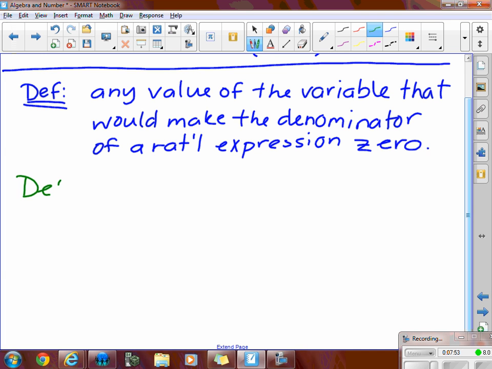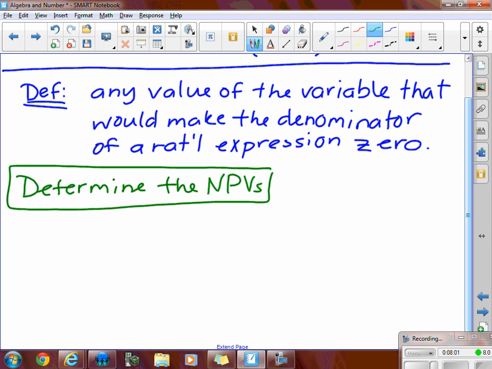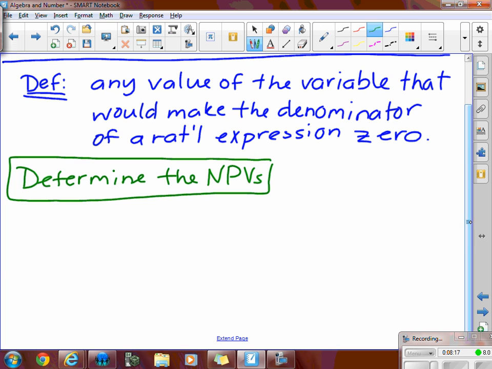Okay. Determine the NPVs, or determine the restrictions. It doesn't matter how they ask the question. They could say determine the non-permissible values, determine the restrictions, determine the values for which x make the expression undefined. They're all talking about the exact same thing. So determine these. We're going to look at some examples.